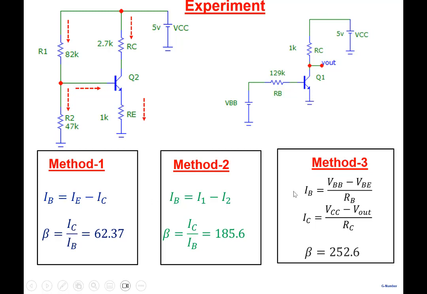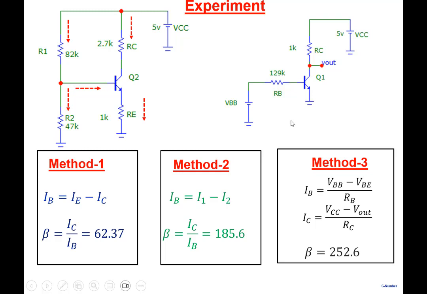While here, if you look at IB, you're saying, well, in this case you're taking a difference, in this case also you're taking a difference, here also you're taking a difference, but there's a difference between the 2. The thing is, here VBB was 2.5, and this one was about 0.7. The 2 values are not close to each other. VBB and VBE are not close to each other. They're fairly far apart. Similarly, VCC and Vout are also not close to each other. It's 5 here and the value here is, let's say, 2.5. They're far from each other. So this is not so sensitive to errors.